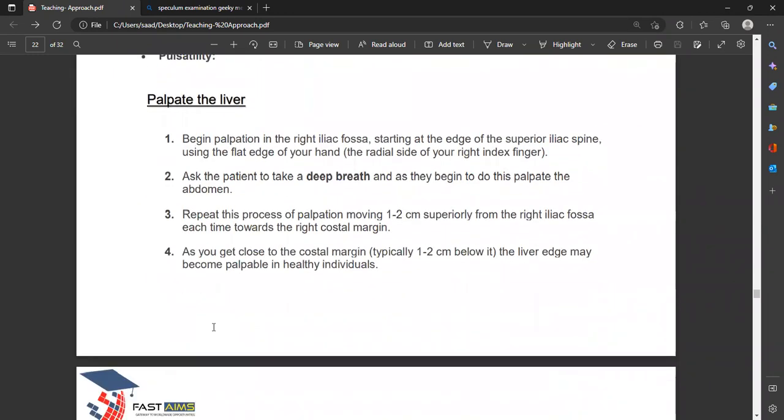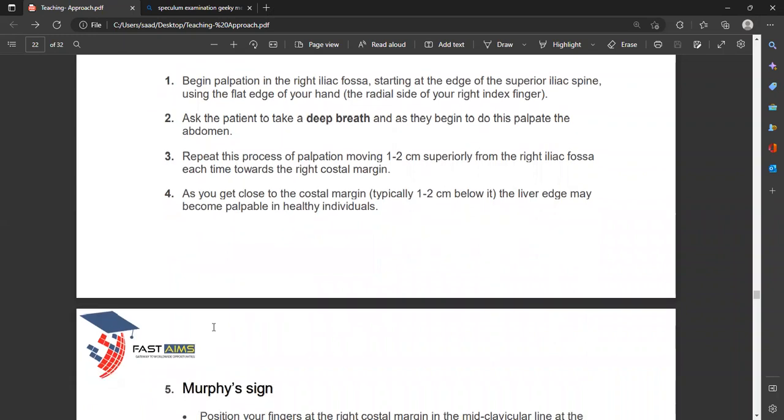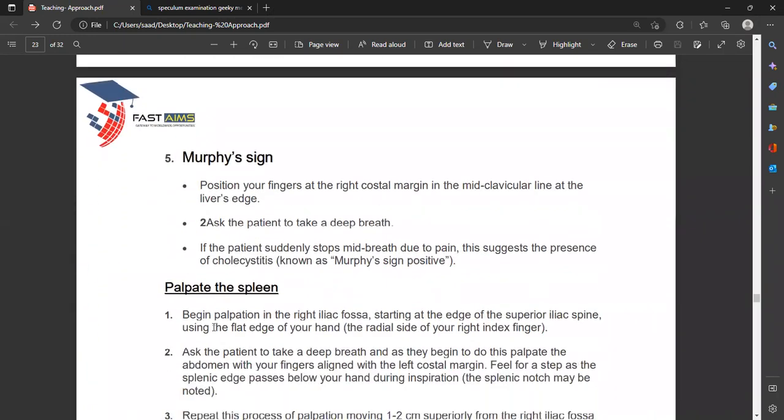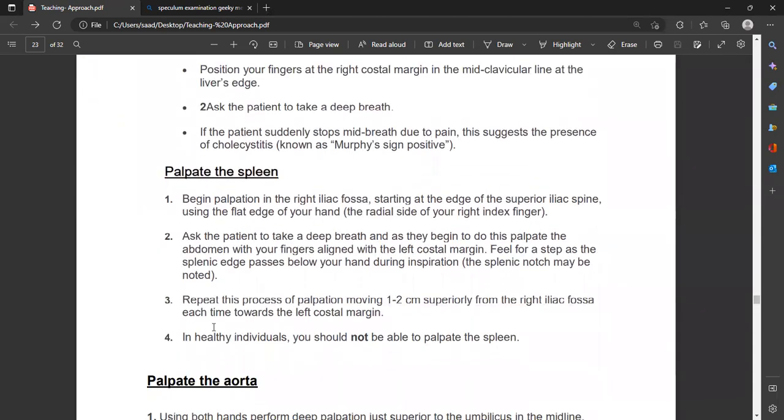Now comes the palpation of the liver. You all know how to palpate the liver. I have written down the technique: ask the patient to breathe deeply and show the student that you go palpating, moving 1 to 2 centimeters superiorly from the right iliac fossa and get close to the costal margin. Just verbalize these steps. And then Murphy's sign, an important sign. What we look for is cholecystitis. If Murphy's sign is positive, it shows that there is an infection in the gallbladder called cholecystitis. So it's a diagnostic sign.